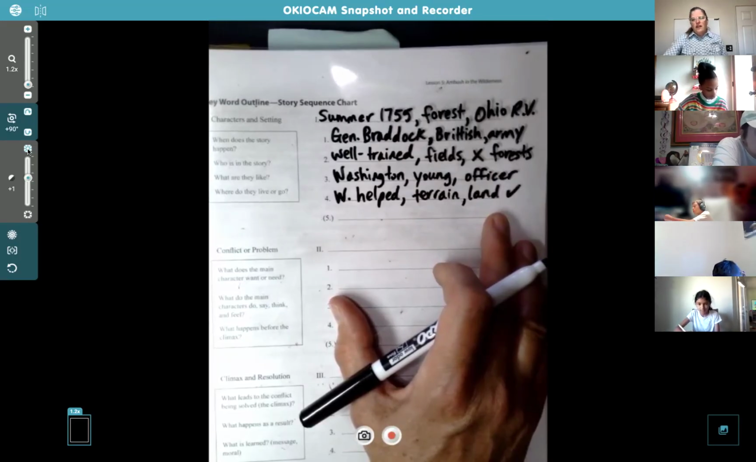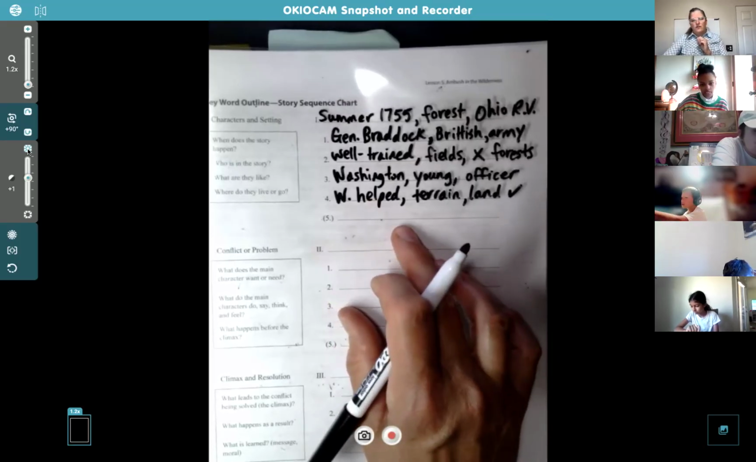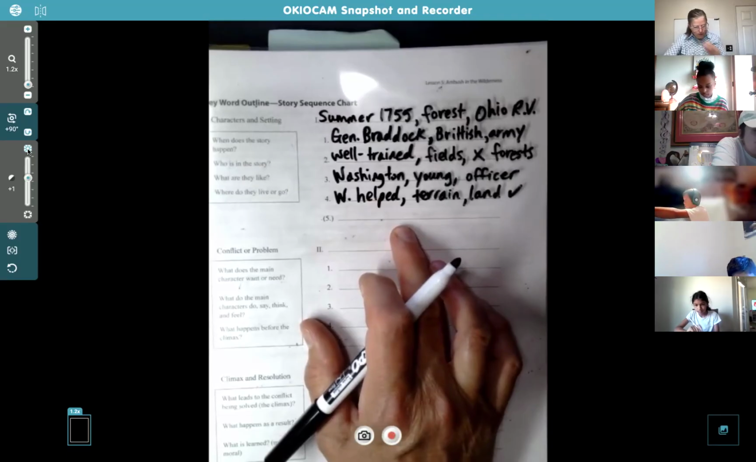The other he helped in another way too. Toward the end of that second paragraph, because he knew about the land, but he also knew something else that was really important. What else did he know? He also knew their tactics. Yes, yes. So maybe we should use 5 here. So how can we add that he knew about their tactics?